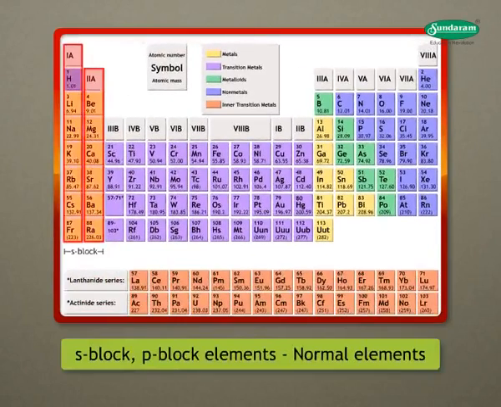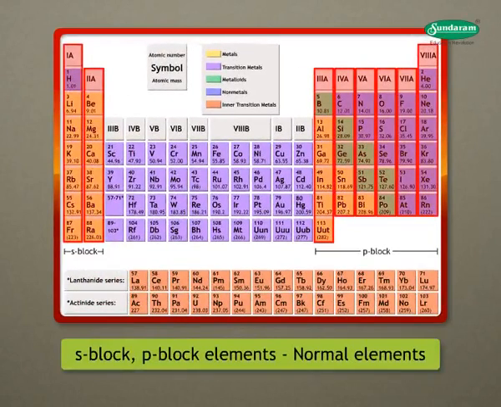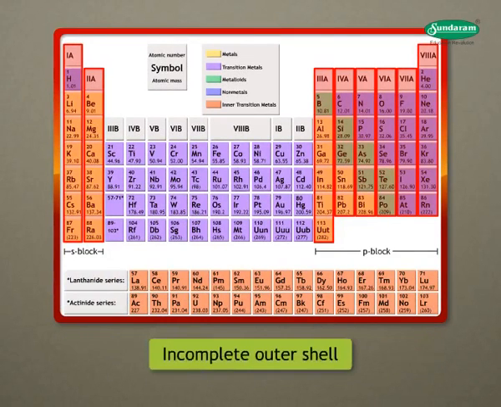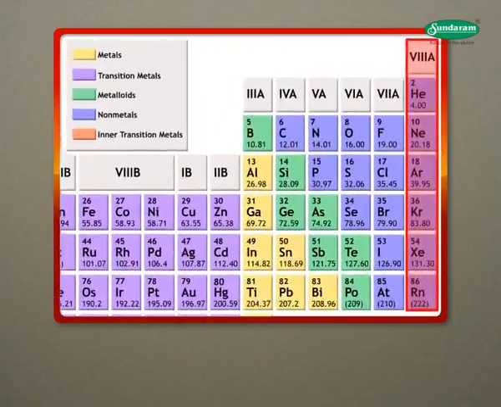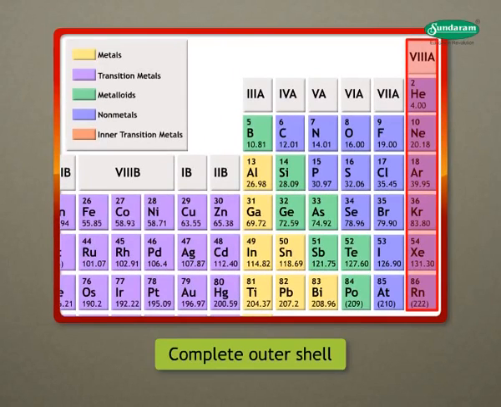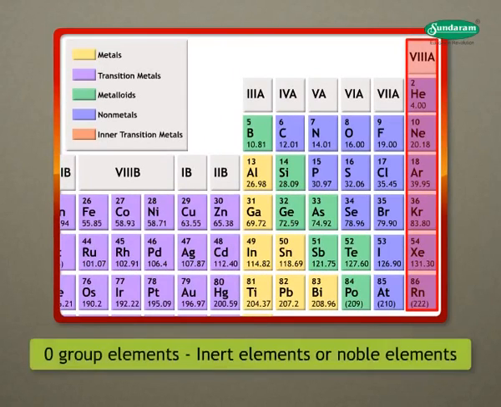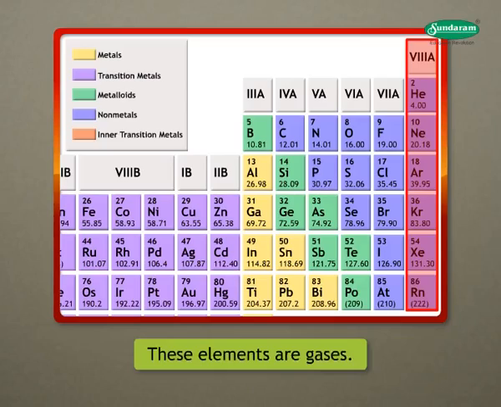Elements from S block and P block are called normal elements. These elements have outermost shell incomplete except 0 group elements. 0 group elements have completed outermost shell. They are called inert elements or noble elements. All these elements are gases.